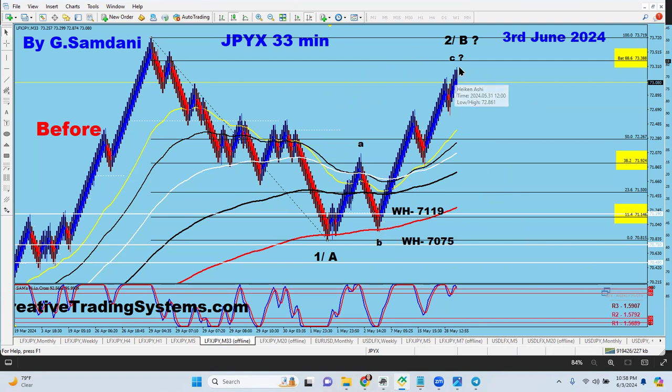Again, if this index drops a little bit here, then we are having all the yen pairs to the downside, and we're going to be looking for shorts.